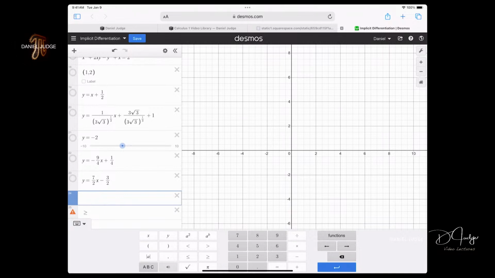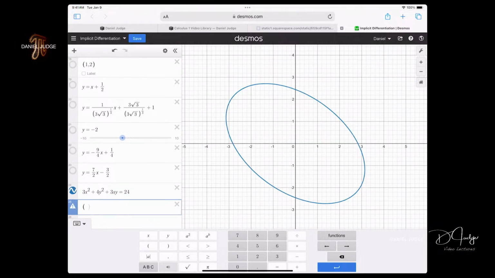Let's change that color. Now we're going to look at some points here. I'm going to put the first point here, if you guys remember what that first point is. See if you guys can see, there is the ellipse.